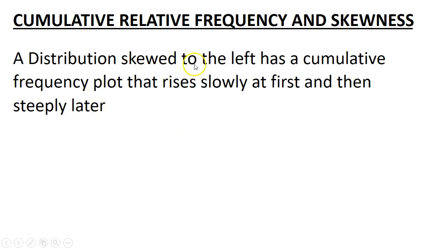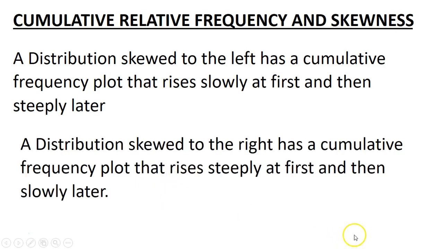A distribution skewed to the left, thinner this way, has a cumulative frequency plot that rises slowly at first and then steeply later. A distribution skewed to the right has a cumulative frequency plot that rises steeply at first and then slower later.